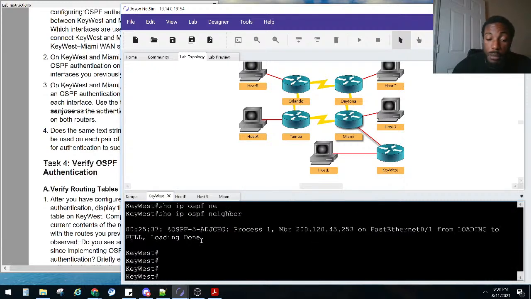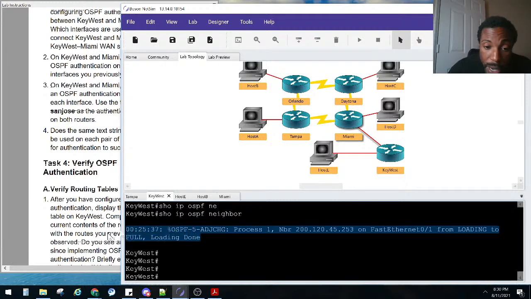And that's what LiveLabs is all about. I really don't know. I really want to see, will it tear down the relationship? So we brought it back up by enabling authentication. But now we put a password on the Key West side. Will it tear down the relationship? So I want to see this first.